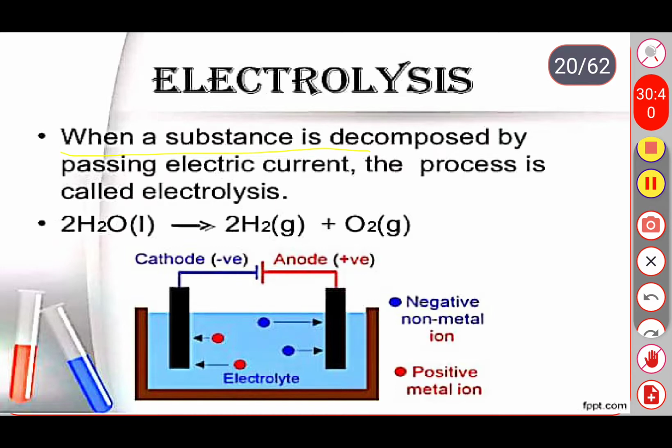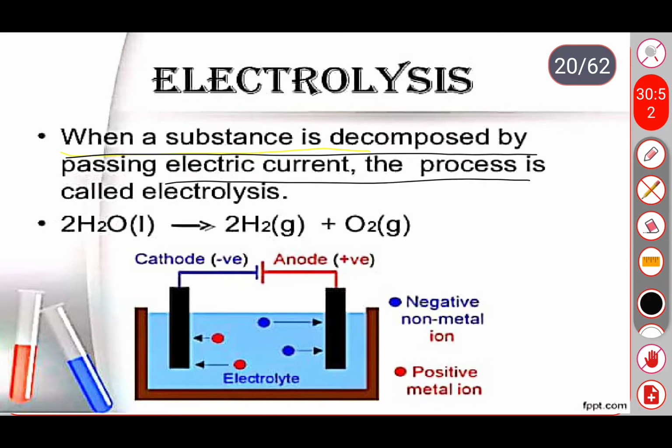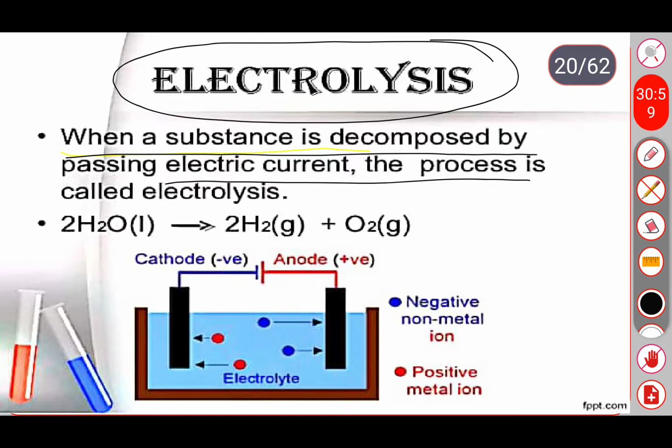In presence of electricity, if a compound gets decomposed, that type of reaction is called an electrolysis reaction. For example, water gets decomposed in presence of electricity only. It will be decomposed into hydrogen and oxygen. So let's see how the reaction takes place.